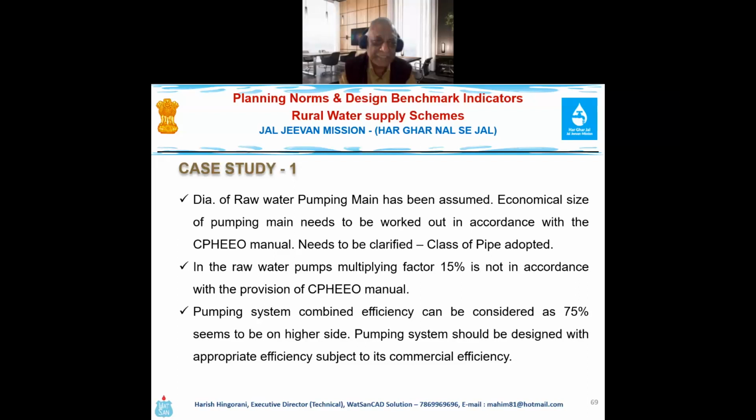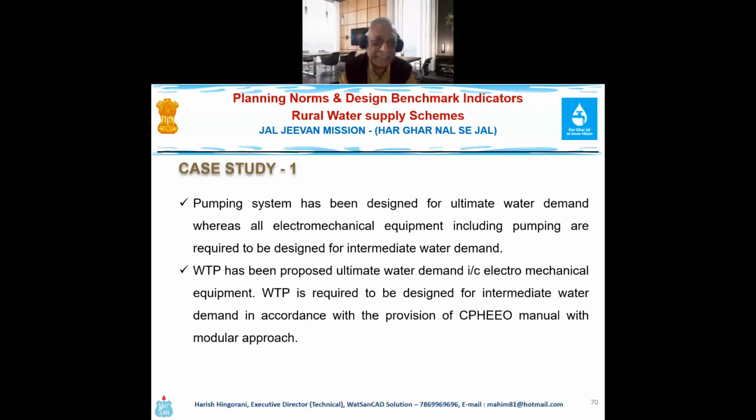Pumping system combined efficiency has been taken as 75%. It should be ensured that pumps of such efficiency are available in the market. In practice, 70 to 75% combined efficiency pumps are available. 75% seems to be high, but it should be taken care of while designing the pumps.